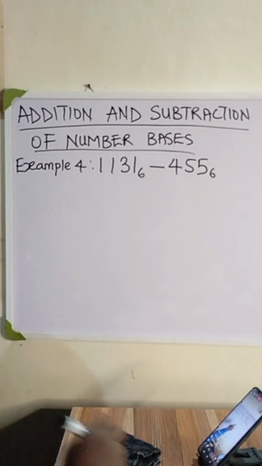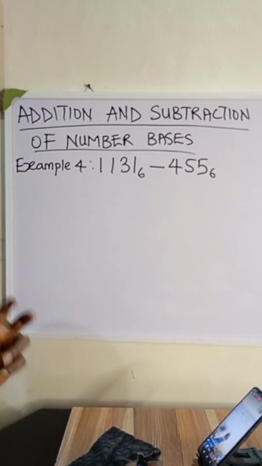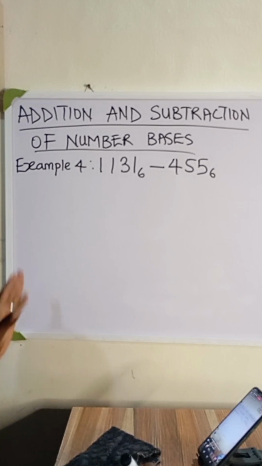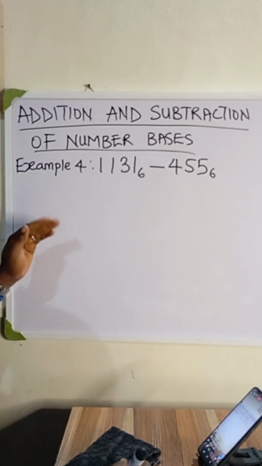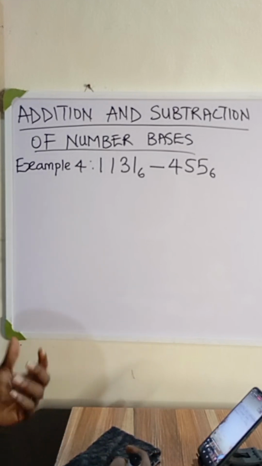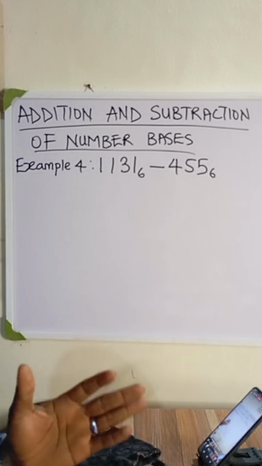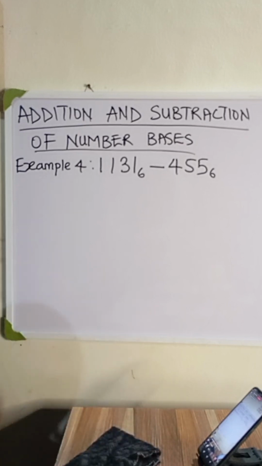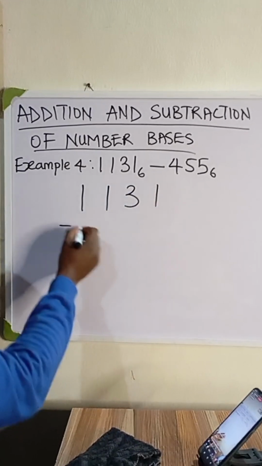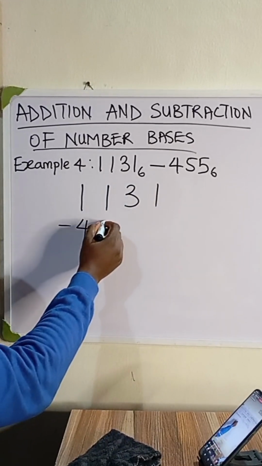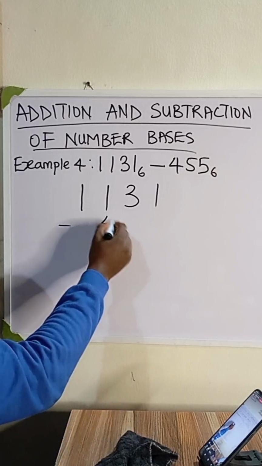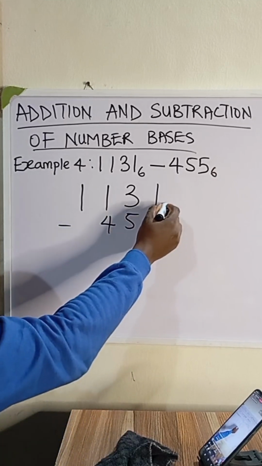Okay, so this process involves the reverse of what we did when we were adding. When we were adding, we were dividing the numbers we were getting. Here we will be multiplying, just the way we do when we are converting from other bases to base 10. Let's see how that works. So 1, 1, 3, 1 minus 4, 5, 5, both in base 6.